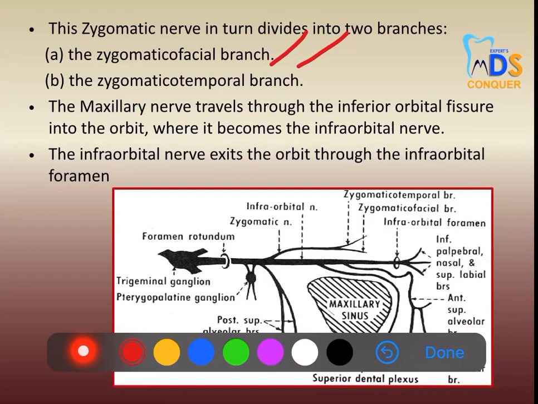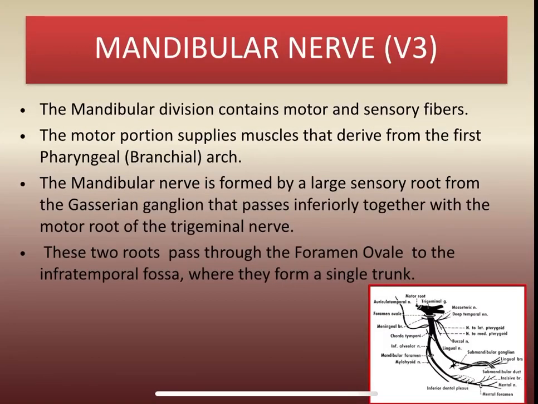And later you have to show that it travels through the inferior orbital fissure into the orbit, where it becomes the infraorbital nerve, which exits from the infraorbital foramen. So, if you write all the course, it will be even more fetching if it comes for 20 marks. So, we are done with the ophthalmic and the maxillary nerve. So, you have to write the detailed course. The points which I have shown, you can just make small notes of it, that's enough.